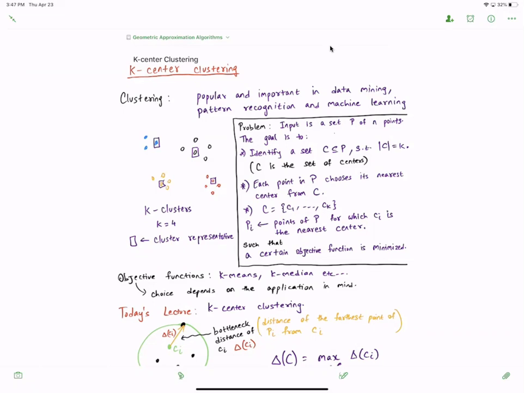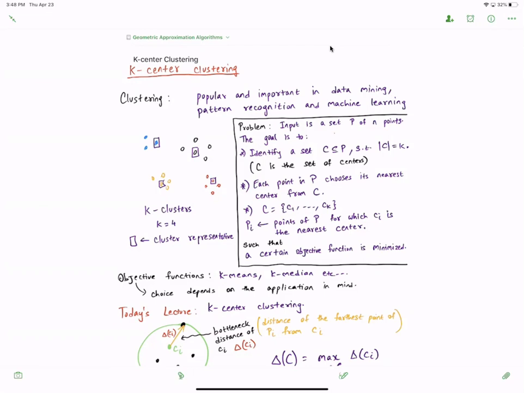And then every other point will decide which is the closest center to it, and it will assign itself to that center. So the points in blue decided that this blue center will be closest to them, so they get assigned there. They're a cluster of size 3. The black points are a cluster of size 4, and so on. So in that way, we have created 4 clusters here.